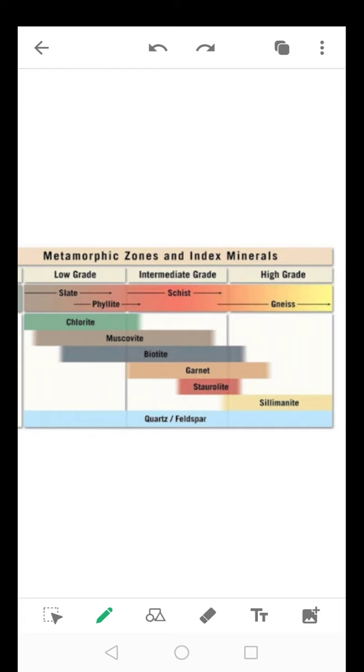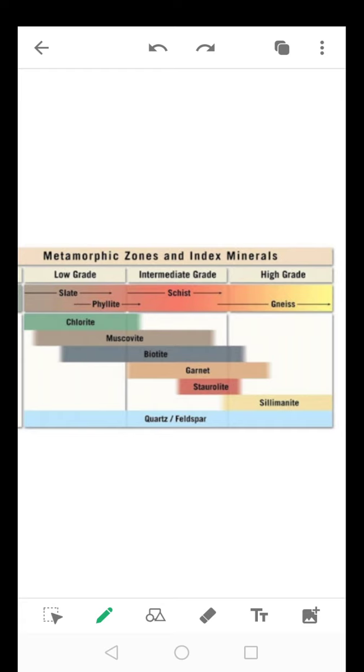For low grade, we have chlorite, which is a stable index mineral in low grade. But when we have high grade, we have rocks such as gneiss, and the minerals most likely stable within that range are sillimanite, a little bit of staurolite, and garnet, of course, and even a little bit of biotite could be stable in high grade metamorphism.